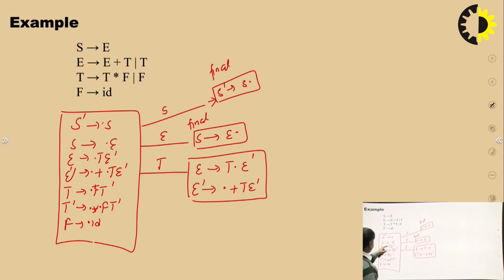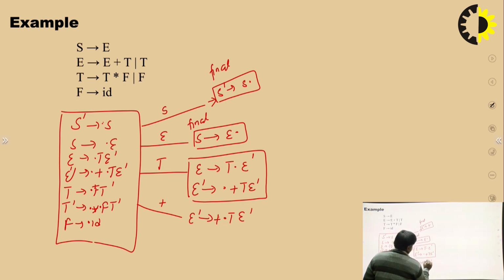Now, this production has been explained. Here is E dash tends to plus T E dash. Similarly, we explore the production rule of the T. So, where is the production rule of the T? Now, here is T dash tends to dot F and T dash.